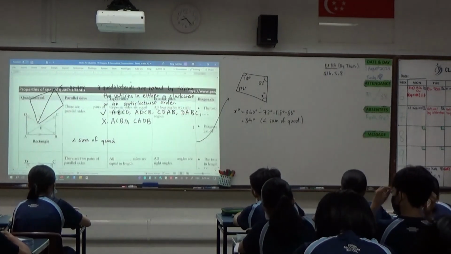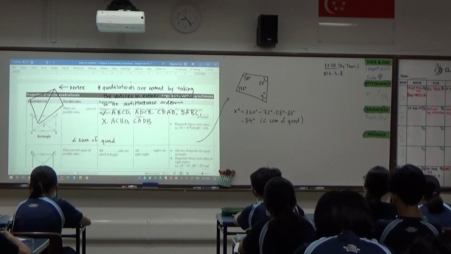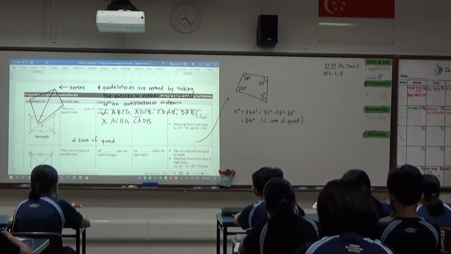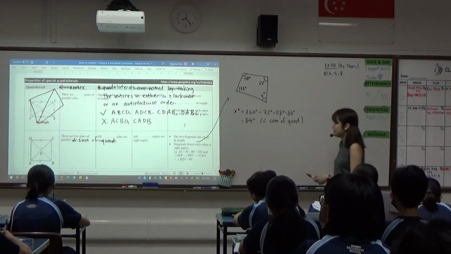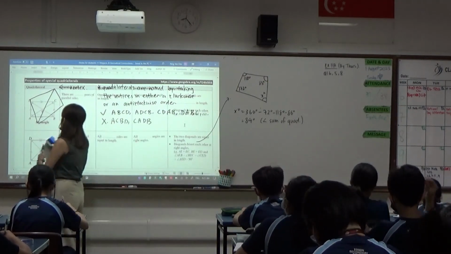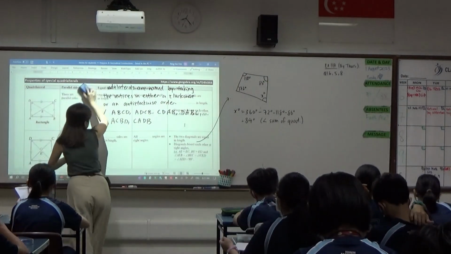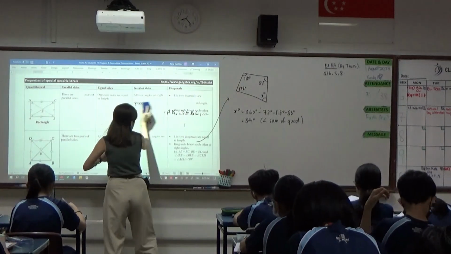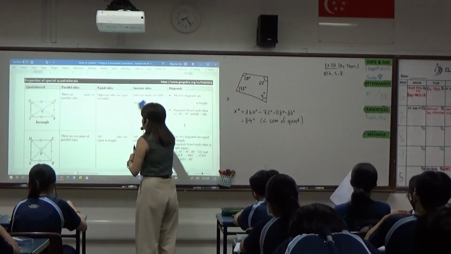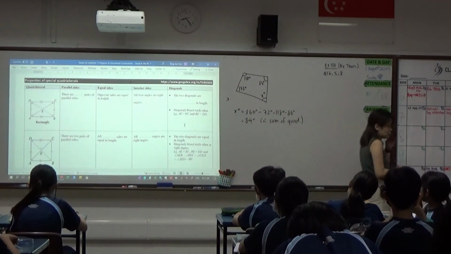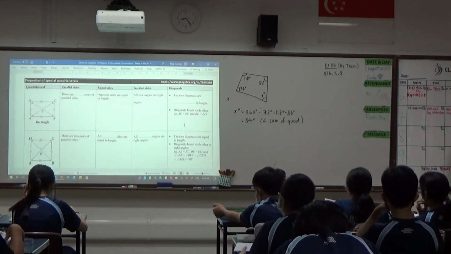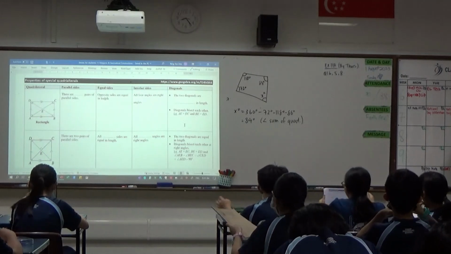I want us to turn to this page. This segment may be a little bit dry, so just bear with me for a moment. I want to run through with you all the different properties of different special quadrilaterals. We have nearly six different special quadrilaterals.